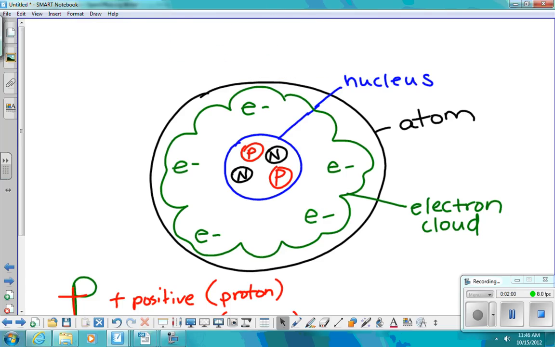We have an atom here. And in this atom, we have something called a nucleus. And the nucleus is that centermost piece in the atom. Okay? It's very dense, and it is small. And inside that nucleus, we have our protons, and I'm labeling those with a P.